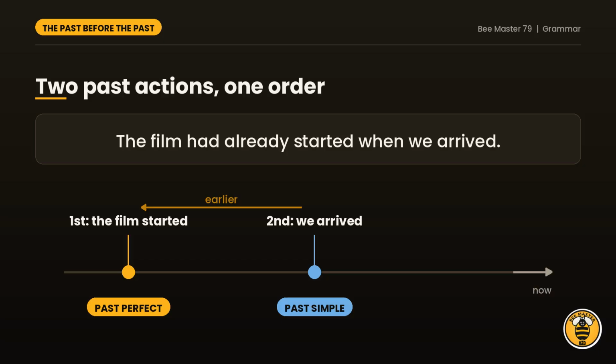Look at this sentence. The film had already started when we arrived. 2 things happened. The film started first, so it takes the past perfect. We arrived second, so that takes the past simple. The earlier action goes further back on the timeline.